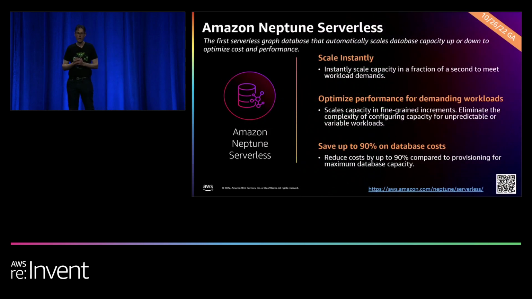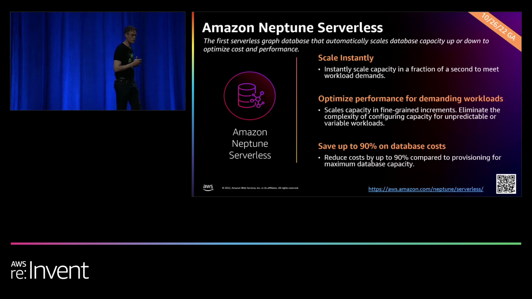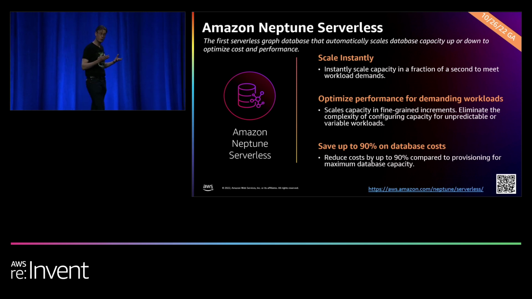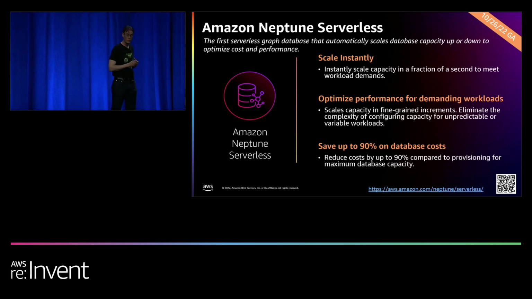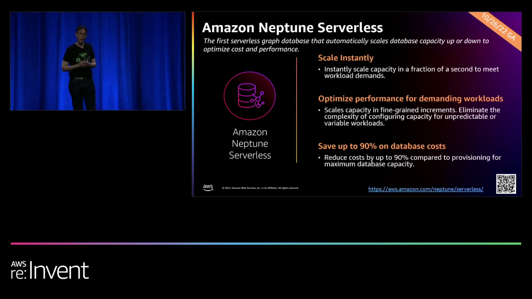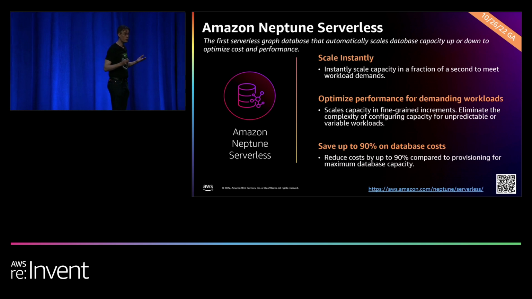And so about a month ago, we released the general availability of Amazon Neptune Serverless. Neptune Serverless automatically expands and contracts your capacity in response to the workload that you're providing to the server. And by using Neptune Serverless, you can save up to 90% of your cost versus provisioning for your peak workloads.